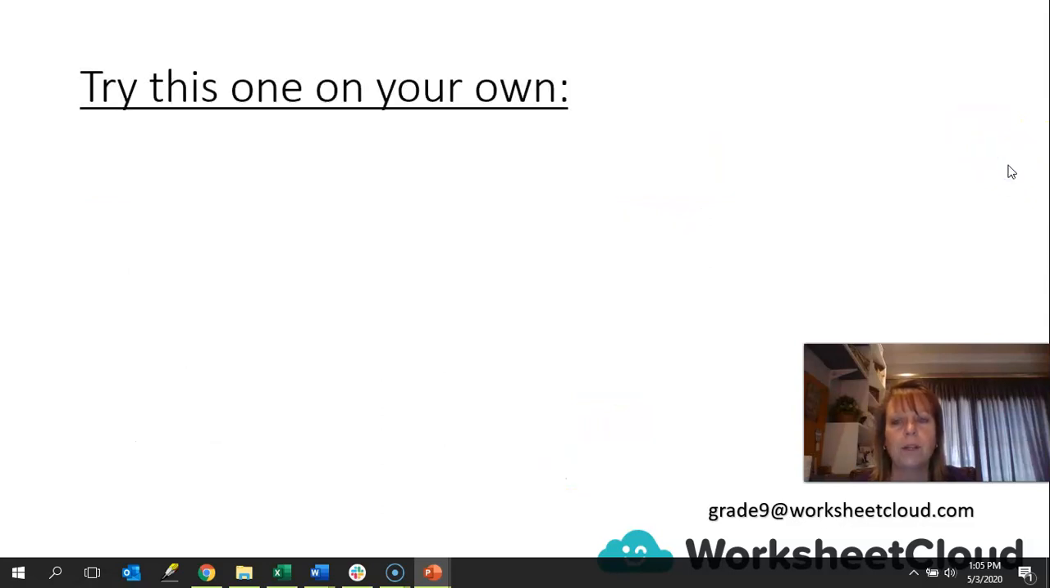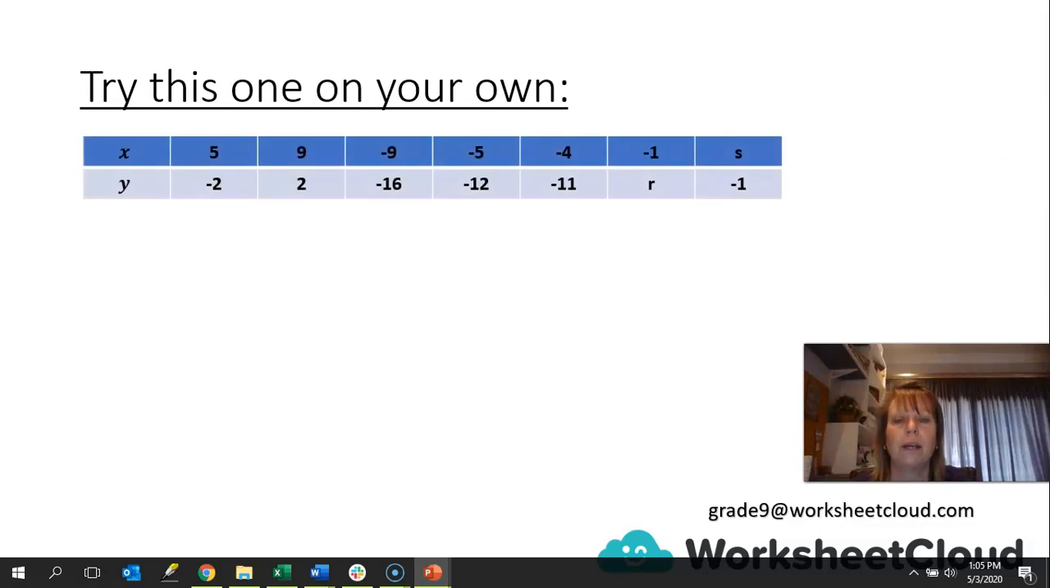Right, let's see. Try this one on your own. I want you to have a look at the table. What you have to do again is work out the formula first and then work out the value of, it's not A and B, it's R and S. Sorry about that, guys. Pause the video now and you try and do it on your own, and then when we come back we'll go over everything together.